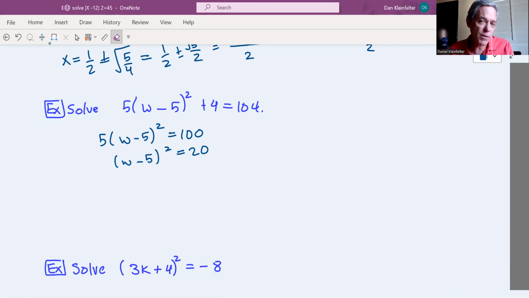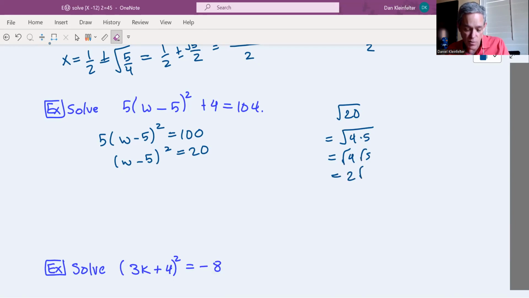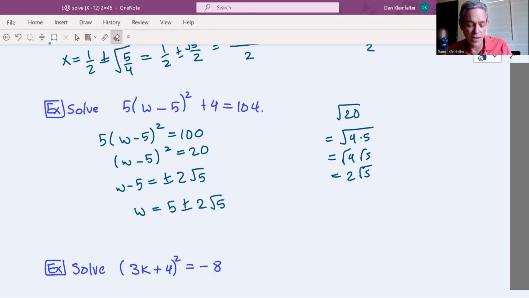And then we need the square root of 20 for this, don't we? So the square root of 20 is going to be the square root of 4 times 5. That's the square root of 4 times the square root of 5, or 2 square roots of 5. So we'll have w minus 5 is plus or minus, and the square root of 20 we saw was 2 square roots of 5. To finish, we will add 5 to both sides. w is equal to 5 plus or minus 2 square roots of 5.